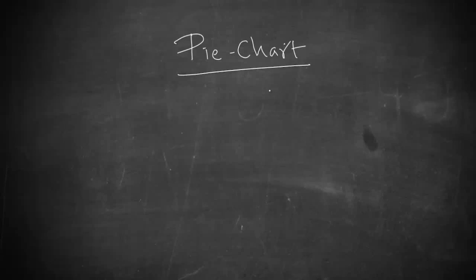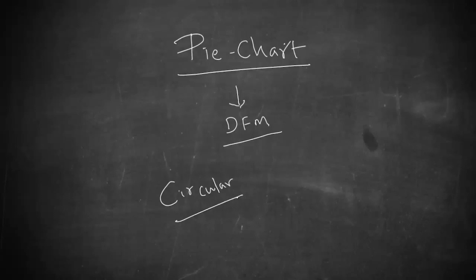Let us understand what a pie chart is. A pie chart is basically a diagrammatic form of presentation. We understand there are three forms of presenting in a diagrammatic way: one is the line diagram, then you have the bar chart or line chart, then you have the pie chart. So a pie chart is basically a circular statistical graphic which is divided into sectors to illustrate a numerical proportion.